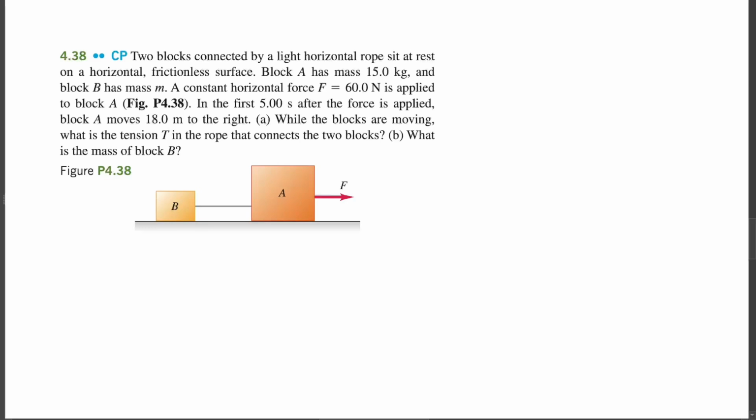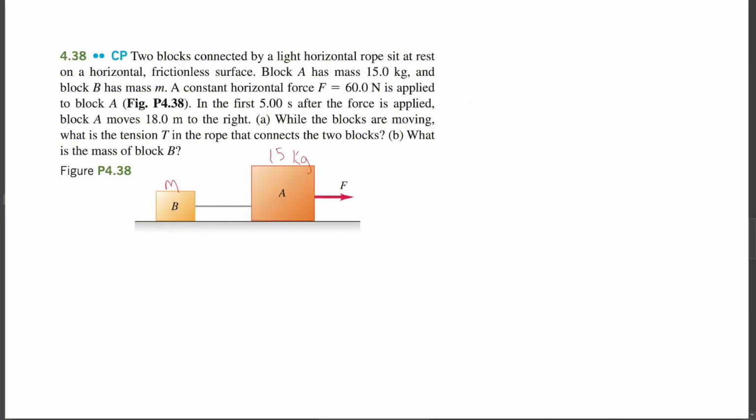So in this problem, we have two blocks that are connected by this string right here. And there's a force being applied to block A, and we know that that force is 60 newtons. Block A has a mass of 15 kilograms, but block B has an unknown mass that we are just going to call M.